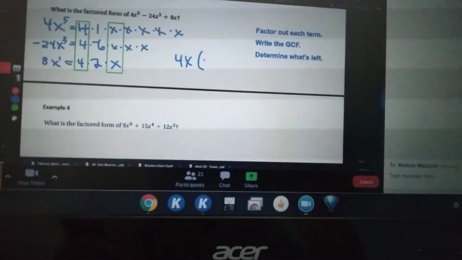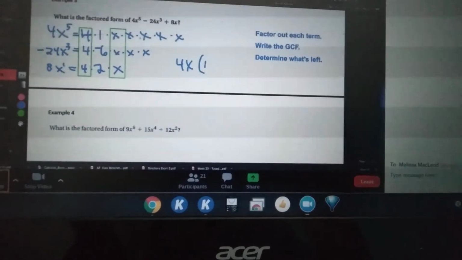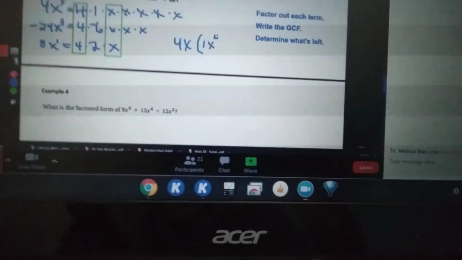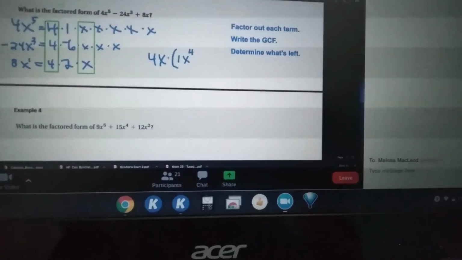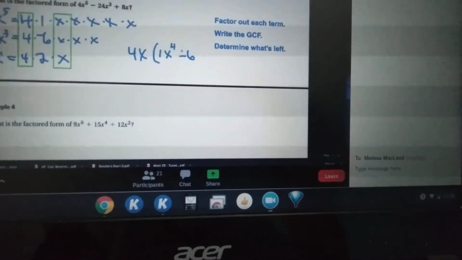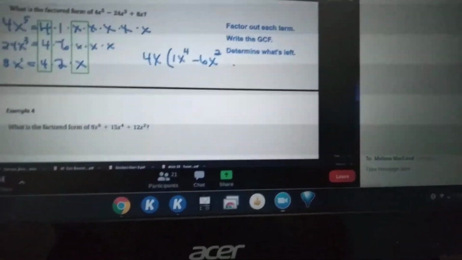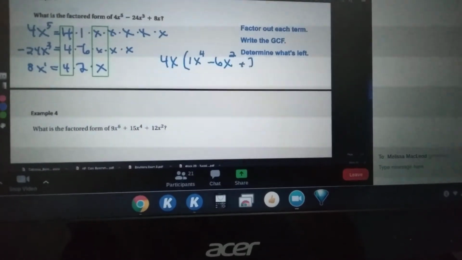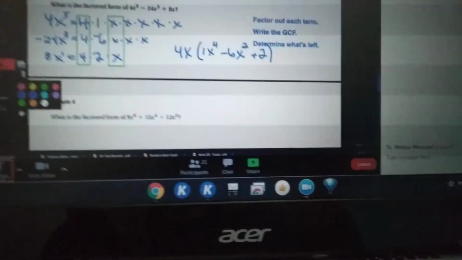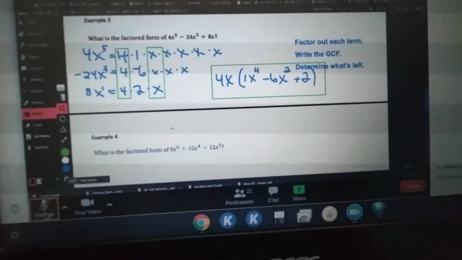I got a 1, so I write 1. And then this is part of my GCF, so I move on. I have 1, 2, 3, 4 x's left, so that's x to the 4th. And then I've got a negative 6, so I write negative 6, and then what's left? X and x is left. So I write x, 2 x's, so x squared. And then I've got a 2, and it's positive, so plus 2. But I got no x's, so my answer is done. That's my final answer. Everyone understand? This is the factored form. Capiche?